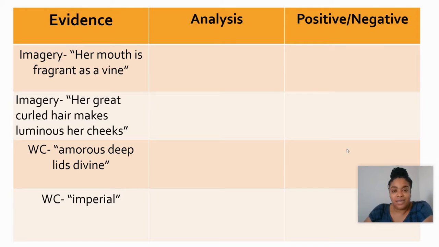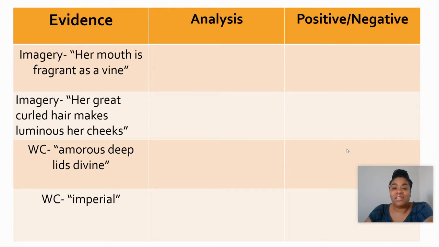What does this mean? What are the synonyms that best represent the words or the evidence that we've provided? And after we've made an analysis, we need to talk about the positive and negative connotation. So, is this piece of evidence or is this imagery negative or positive? Or is this word choice? Does it have a negative connotation or a positive connotation?